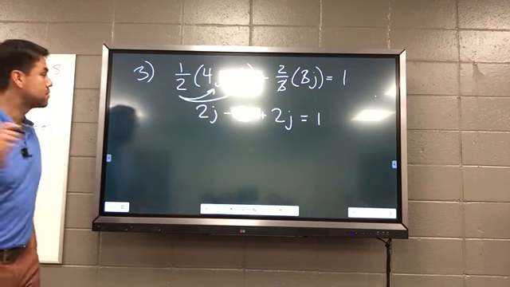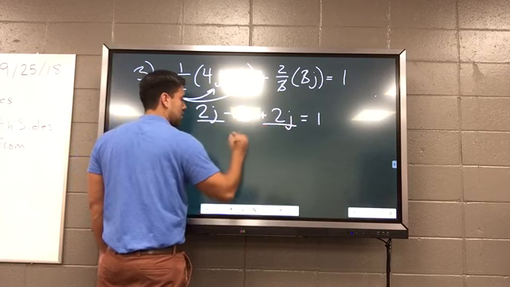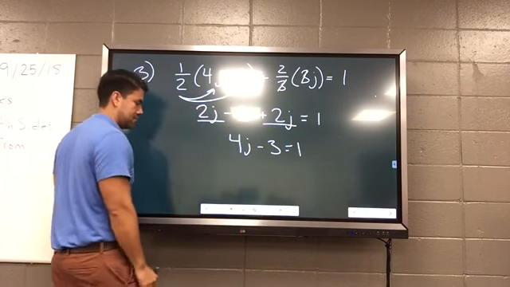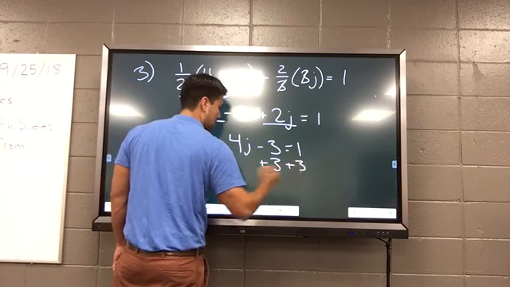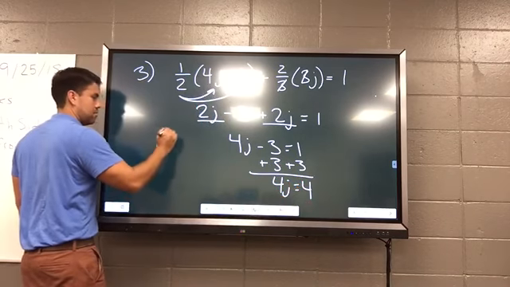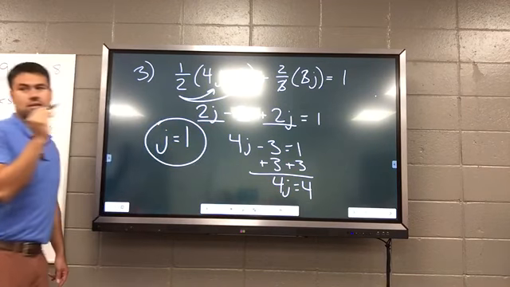Oh, I was going to. Okay, yeah, go ahead. I added 2j plus 2j and I got 4j minus 3 equals 1. Next. Go ahead, Annie. And then I added 3 to both sides and I got 4j equals 4. And then I divided both sides by 4 and got j equals 1.